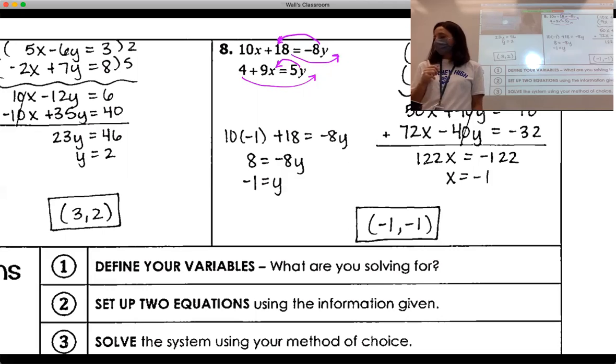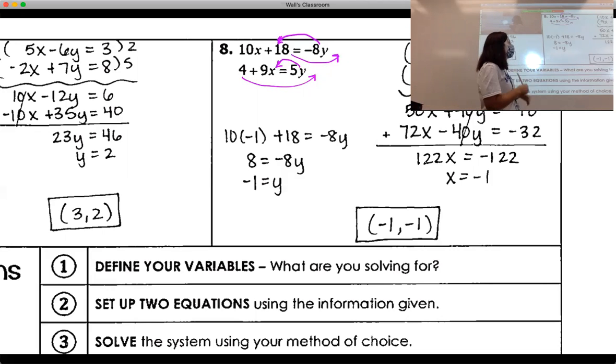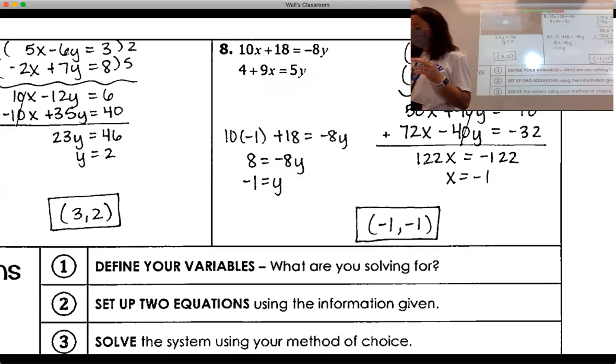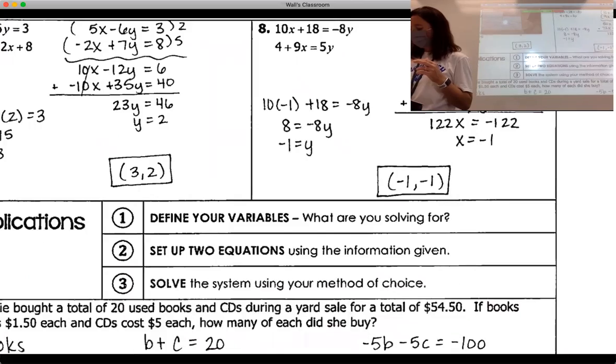And then plug that back into that top equation, and we get 8 equals negative 8y, so y is also negative 1. So negative 1, negative 1. Lots of big numbers in that problem for something that turns out to be a nice, small, simple answer.